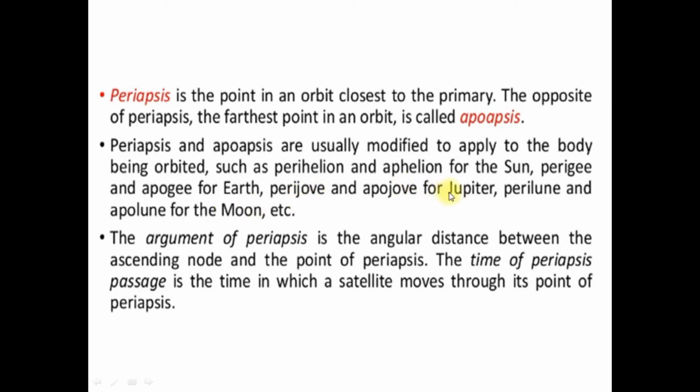So here the prefix peri will be at the start. Perigee means geo, perihelion means sun, perilune means moon. So here similarly we'll be going with these things. Okay, then the argument of periapsis is the angular distance between the ascending node and the point of periapsis. The time of periapsis passage is the time at which the satellite moves through its point of periapsis.